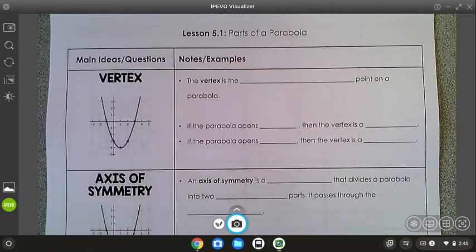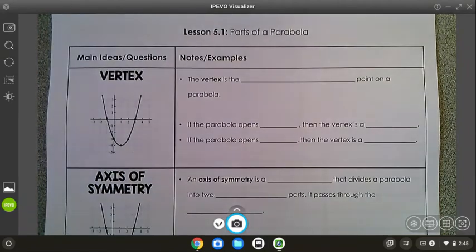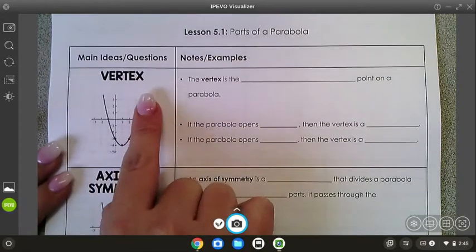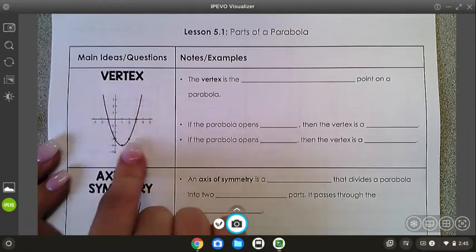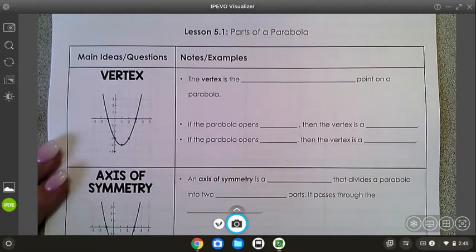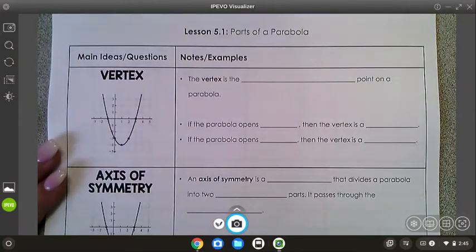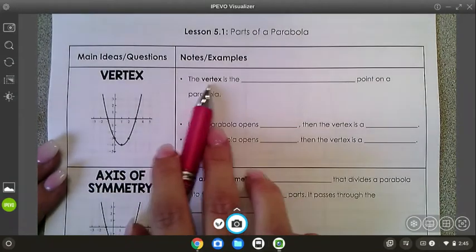In this video, we're doing lesson 5.1, which is on parts of a parabola. So we're starting into what are called quadratics, and that's anything with x squared. And if you were to put that in your calculator on the graph, it makes a U shape, which we call a parabola. And so there's a few different parts of a parabola. We're going to start with the vertex.